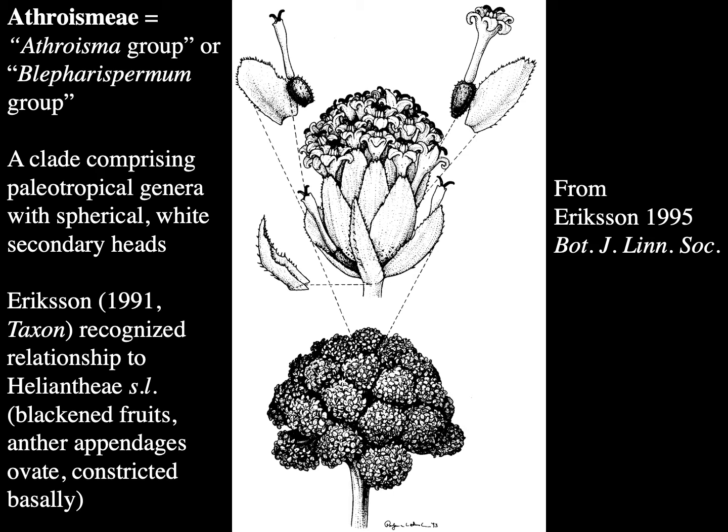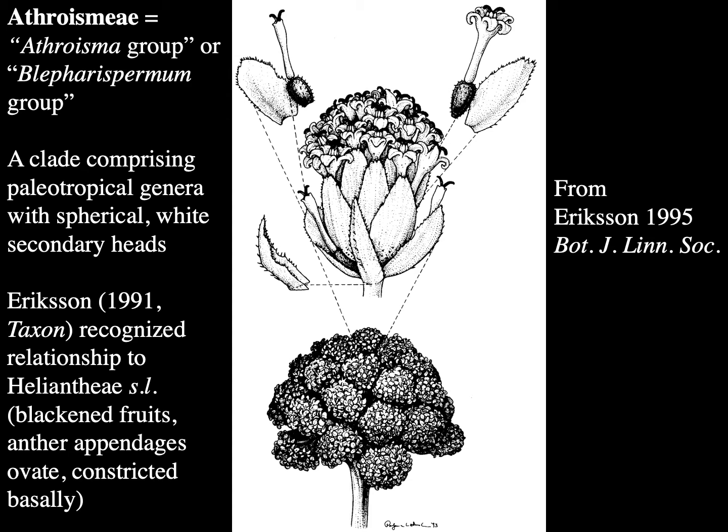On the left, a pistillate floret from this disciform head with its very reduced corolla and an associated phyllary to the outside. And on the right, we see a disc floret with its associated palea, or receptacular bract. So the heads of Athroisma, in this particular part of the tribe, that includes Athroisma itself, are paleate and also have blackened fruits, and you can see the dark fruit walls there.